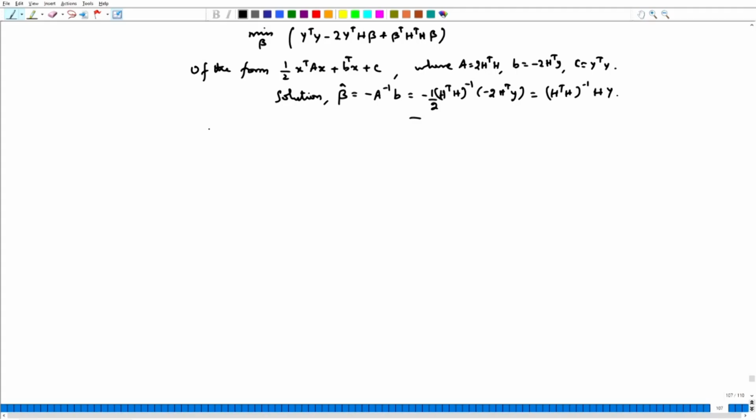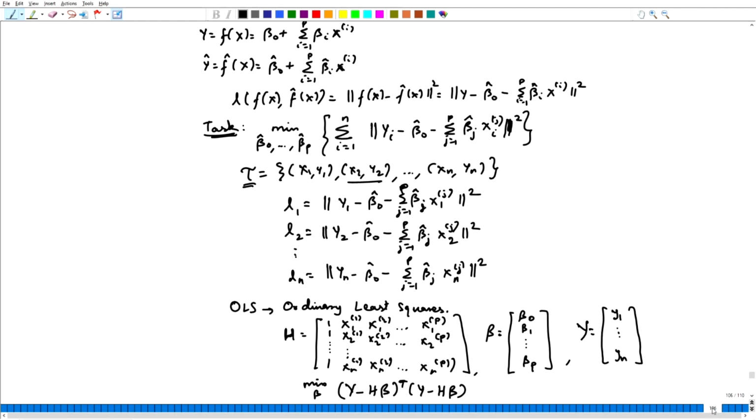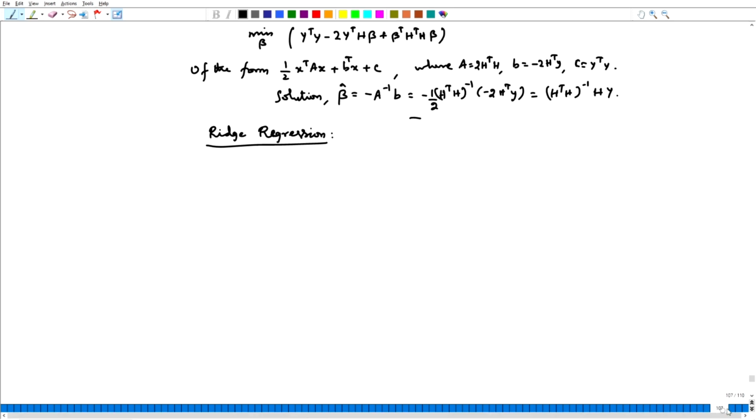As I mentioned, this is OLS. There is a method which is, to an extent, similar to this, and that is called ridge regression. We just saw that OLS is minimizing this; you minimize the summation of the norm squared. In ridge regression the problem is only slightly different.